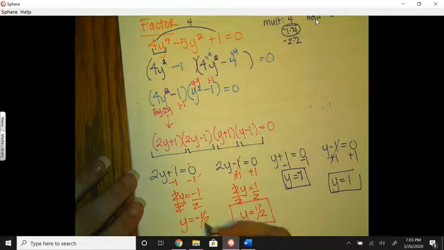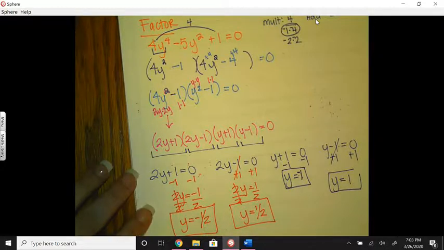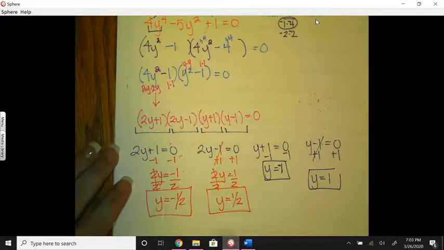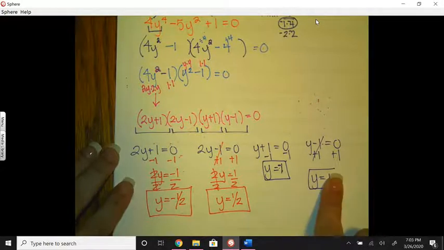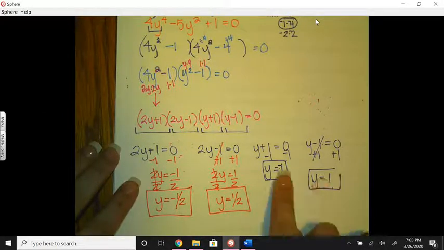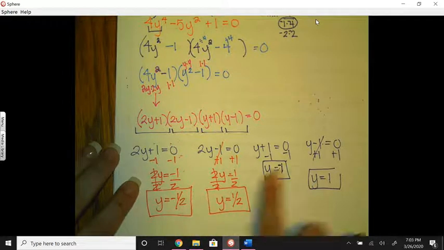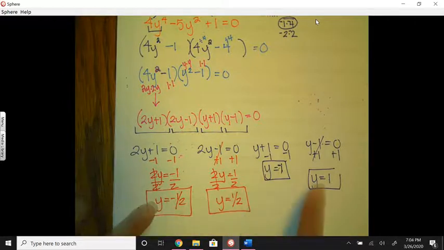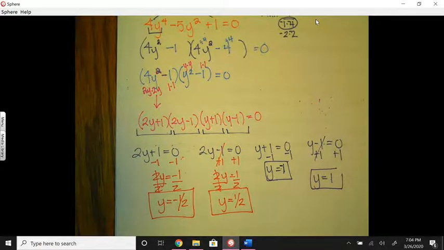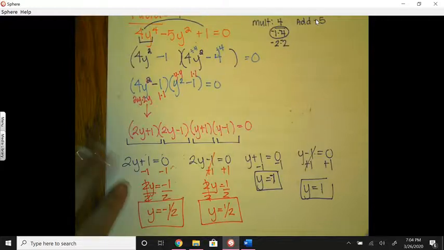So again, the highest exponent is 4, and remember that means we can have up to 4 solutions, and we got 4 real solutions. Now remember, in terms of graphing, if these were x's, that means it would hit the x-axis 4 times. That's what that would mean, again, if these were x's instead. Okay, so that's using factoring.